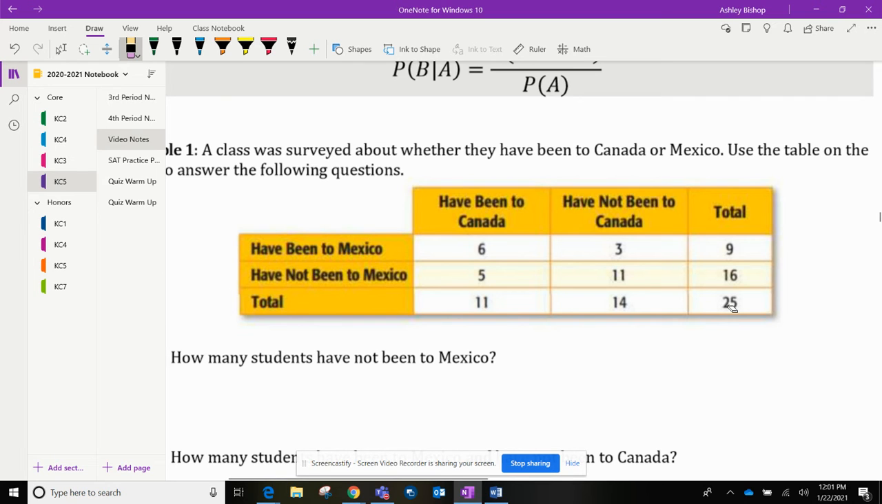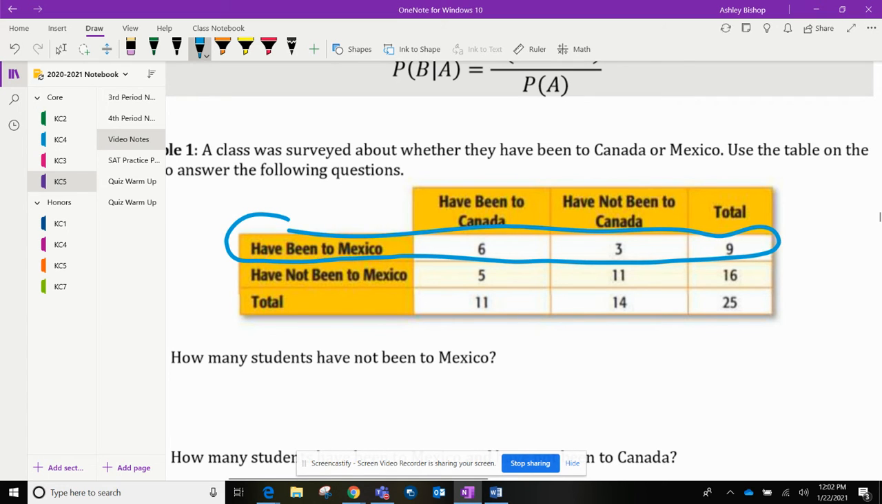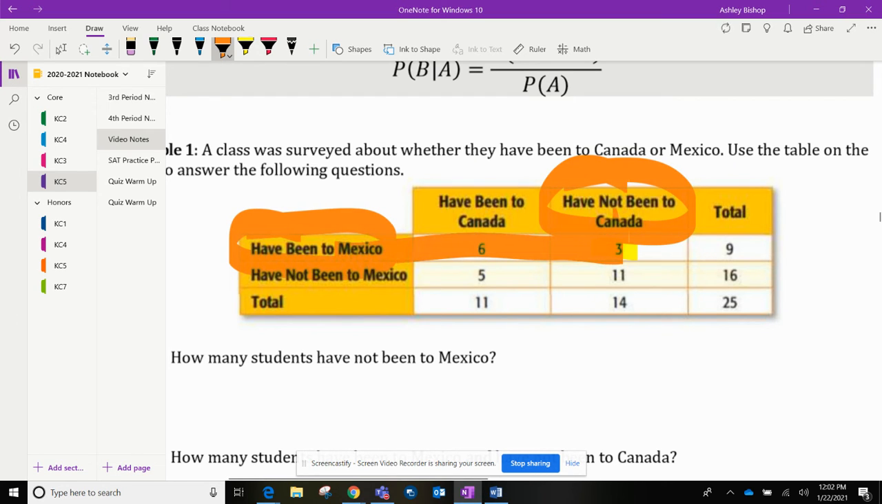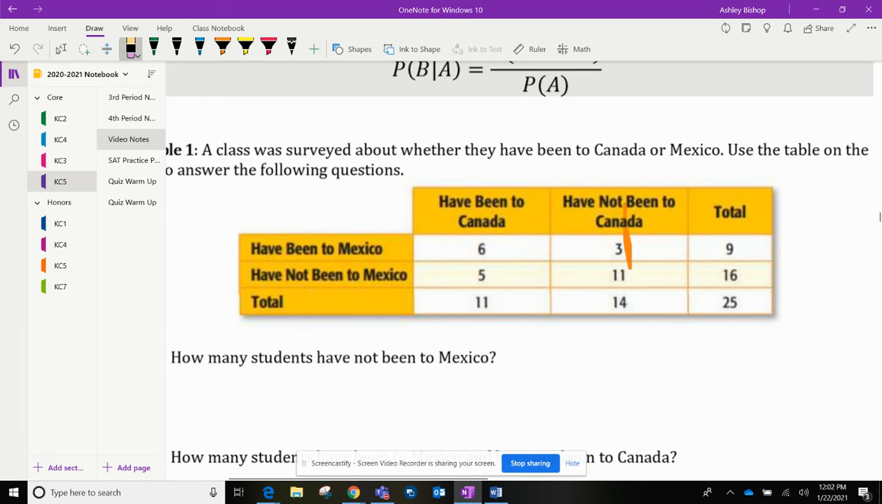And then another way to read this is that the information for people that have been to Mexico goes across. So the total number of people that have been to Mexico would be 9. Out of those 9, this 3 right here would be the number of people that have been to Mexico that have not been to Canada. Where those two things meet is where that number comes from.